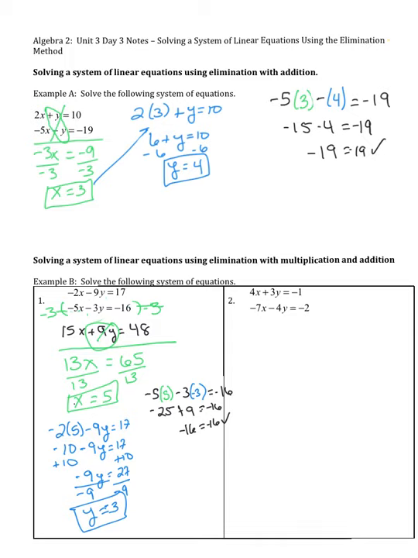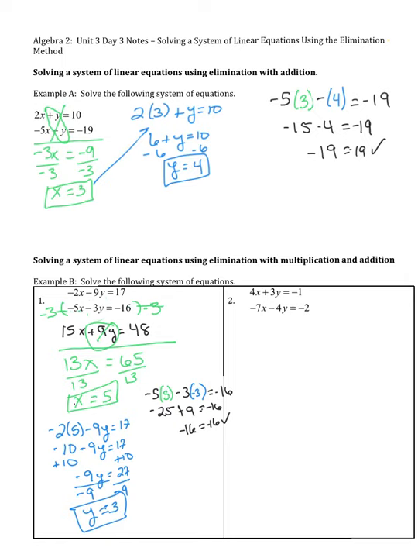Now we're going to do another one. Let's take a look at number 2. You've got a 4x and a negative 7x. You've got a 3y and a negative 4y. There is no way for me to multiply just one equation to make them match. We are going to have to multiply both equations.